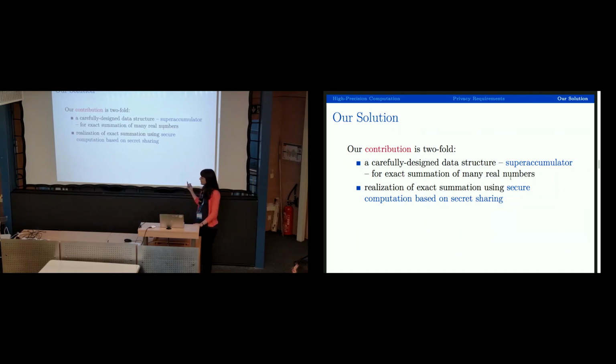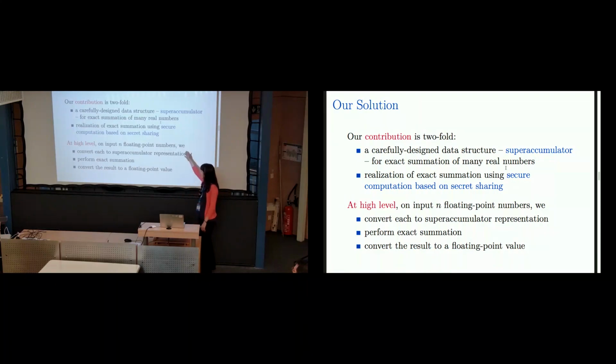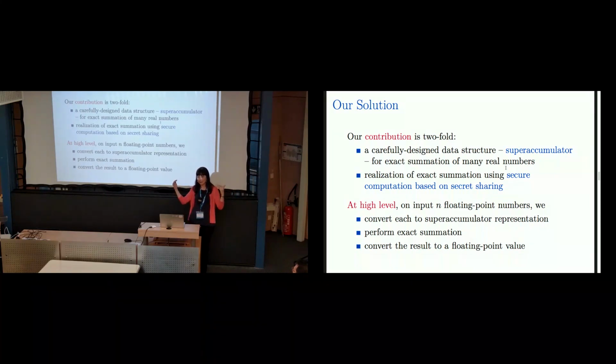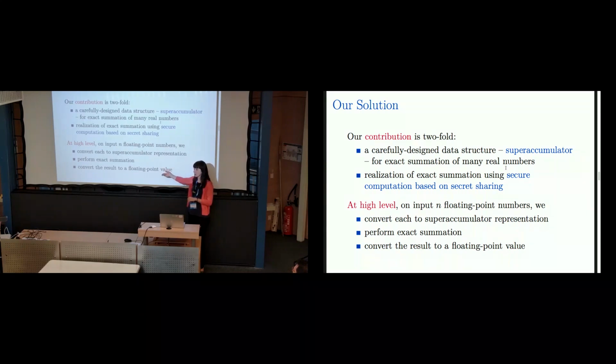The overall structure of the computation is pretty straightforward. At a high level, when we get a large number of different inputs, say n different inputs, the first thing we do is take each value and convert it to a special representation, the superaccumulator representation, which is the data structure that we develop. Then we perform exact summation on superaccumulators. Once we have that, we convert the result to the floating point value.